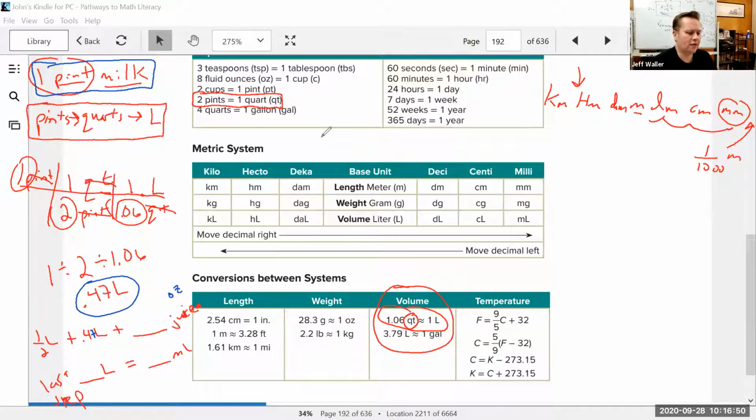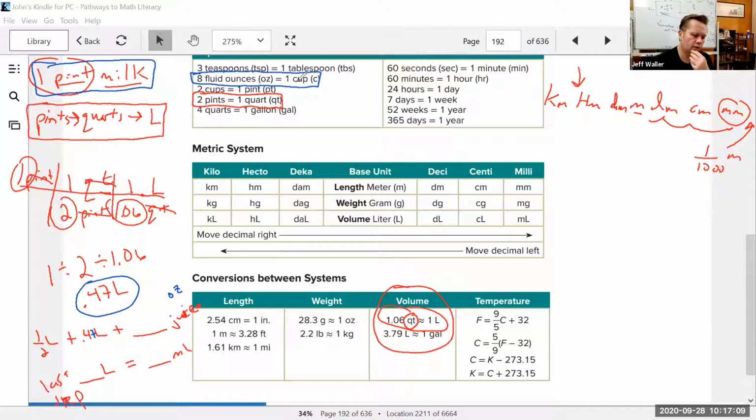They don't have a way to go from ounces to liters here, do they? What do they have about ounces? That's the only thing they give me about ounces.